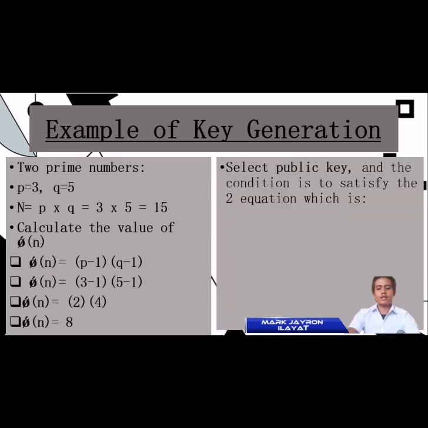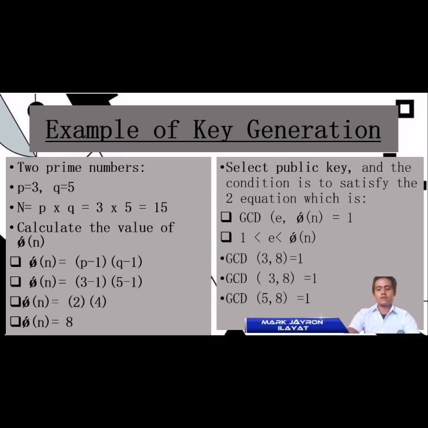Next is to select the public key, and the condition is to satisfy the two equations, which are GCD of E and phi of N is equal to 1, and the value of E is greater than 1 and less than phi of N. To satisfy the condition, we can use this. So E is equal to 3 to satisfy this equation.